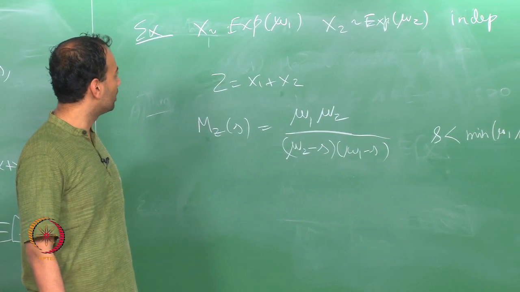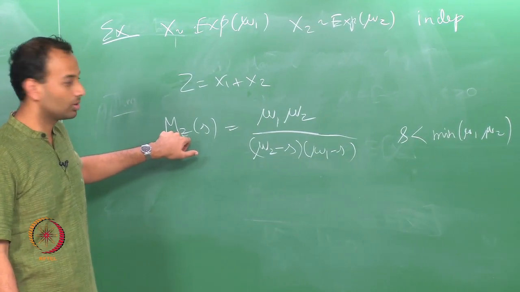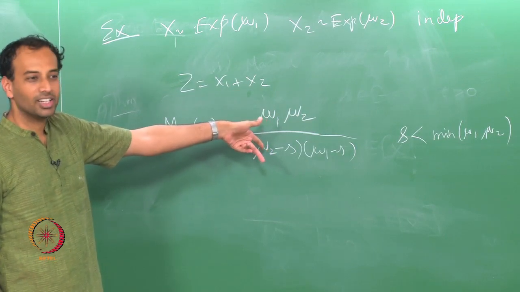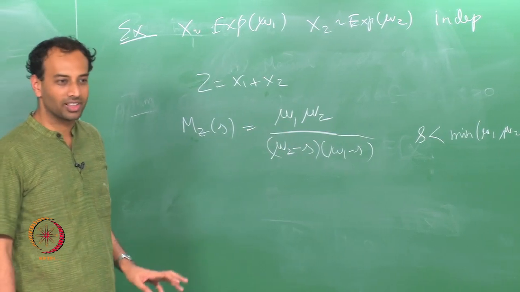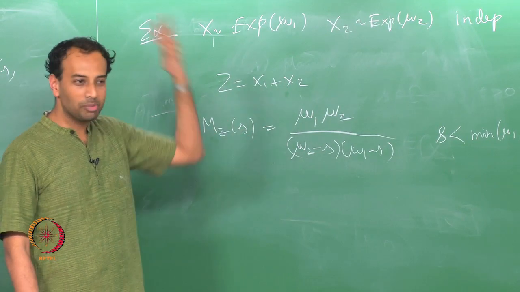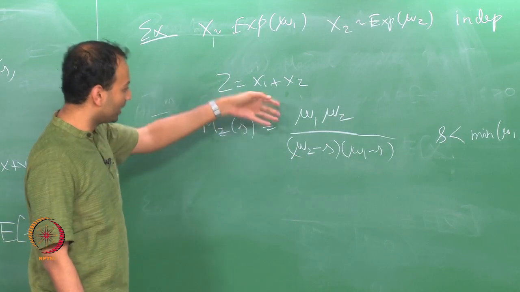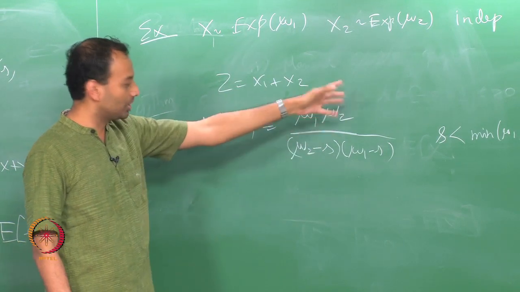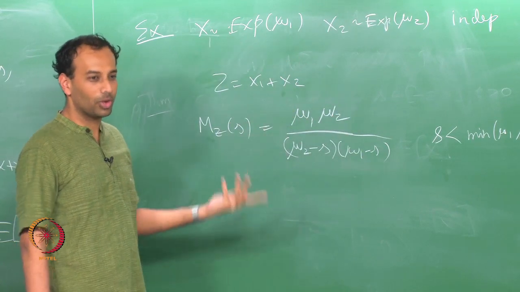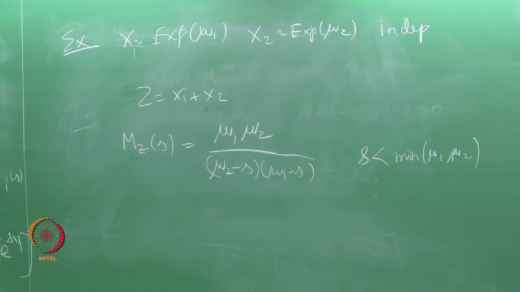Now, if you want to find the distribution of Z, you will have to invert this moment generating function. You can use some of your Laplace transform tricks. Normally, if you have something like this, you write a partial fraction expansion. So, you will write it as a over mu 2 minus s plus b over mu 1 minus s, find a and b, and then you know what to do. That is fairly standard, I think you can proceed from here.